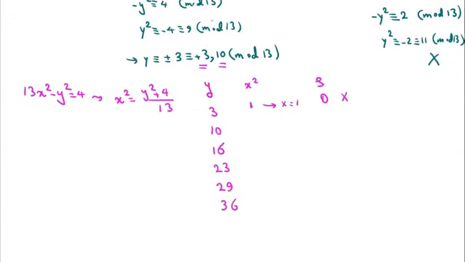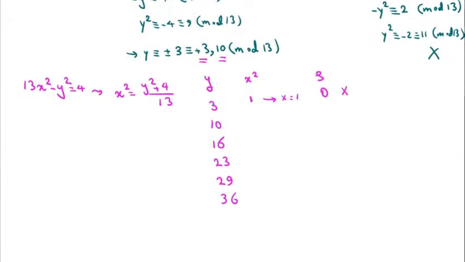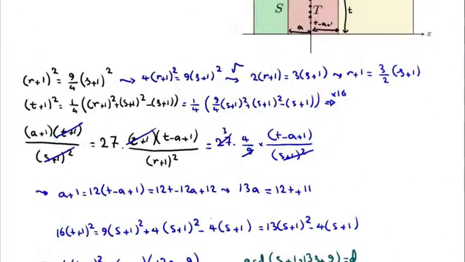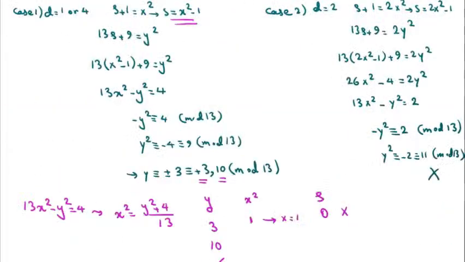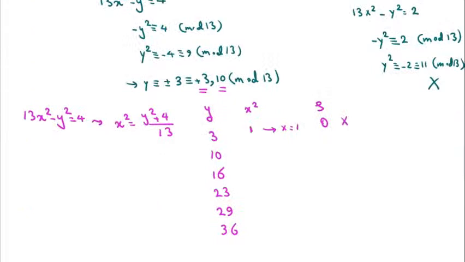Now it's bad. And if you want to say also s is 0, you will see that here it will be 1, 9 over 4, and r plus 1 will be 3 over 2, and r will be a fraction, but it's an integer. So it is impossible. If you consider 10, 10 squared is 100, plus 4 is 104, over 13 is 8. So 8 is not x squared.